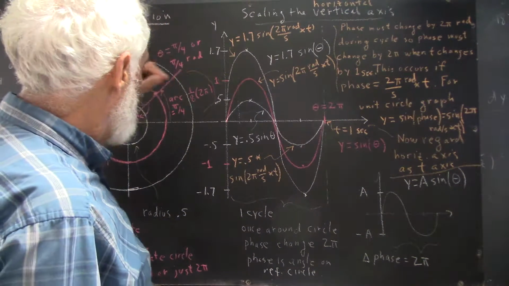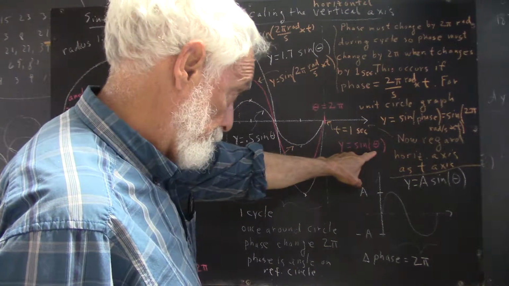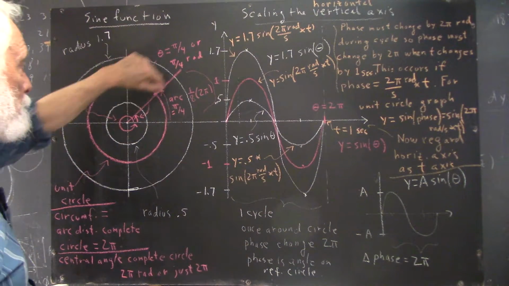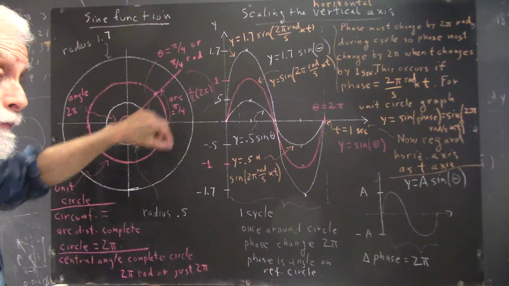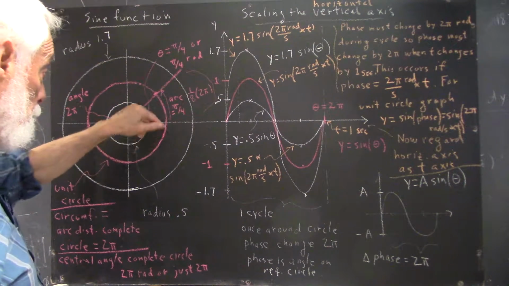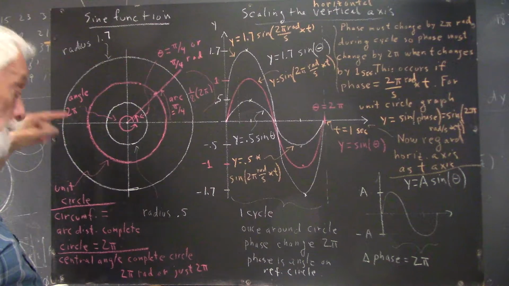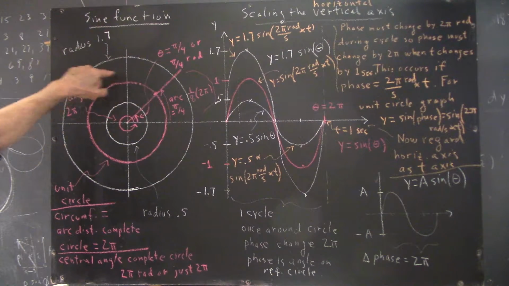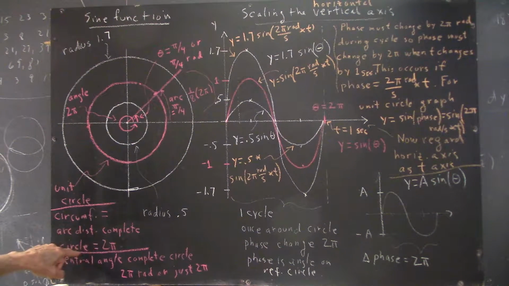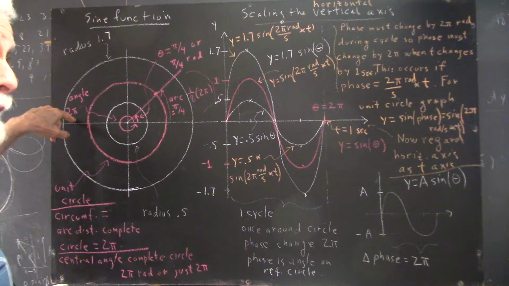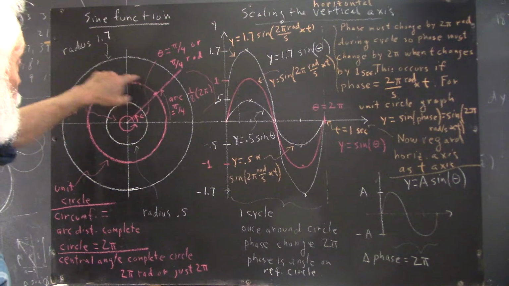But if we want to label the graph according to the angle theta made by a line like this as it moves around the circle, we can do so. The angle as we move all the way around the circle is 2 pi radians, or just 2 pi. The reason is that the circumference of the circle is the arc distance around the circle, and the arc distance for a complete circle is 2 pi. And we identify the angle in radians with the arc distance on a unit circle.